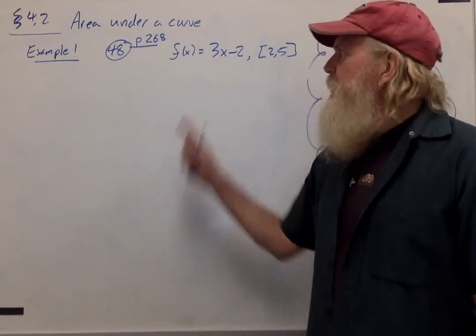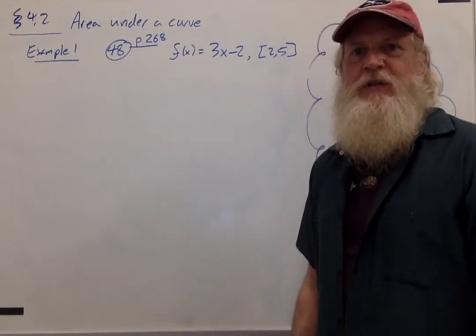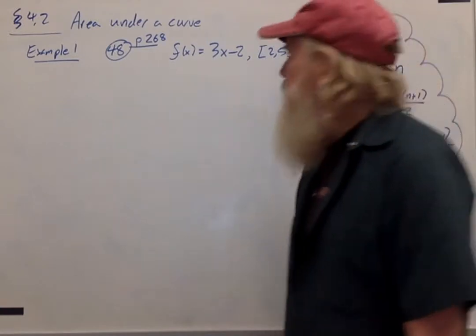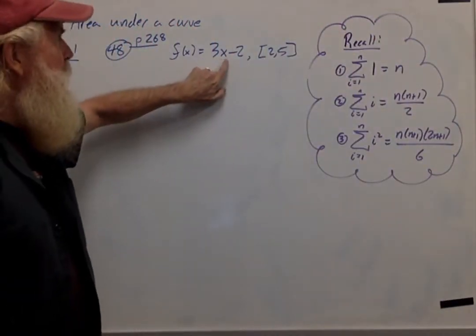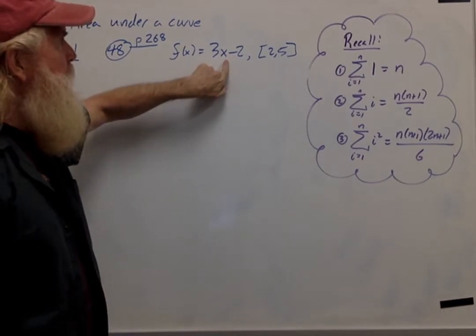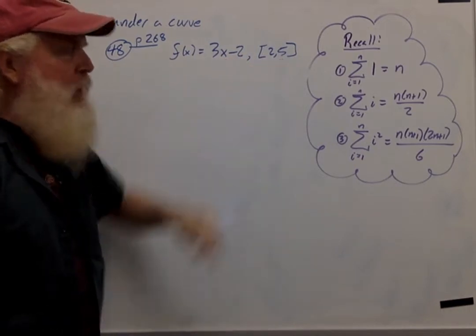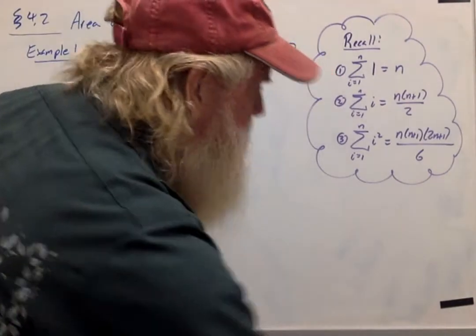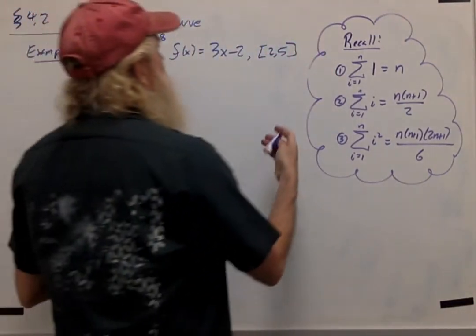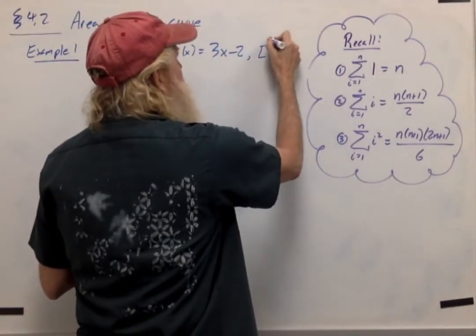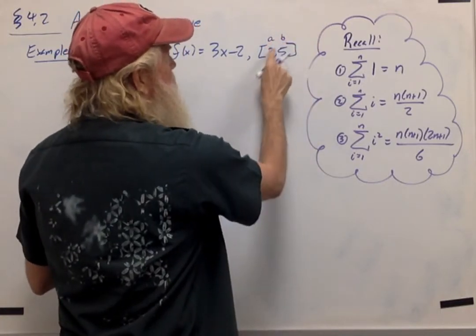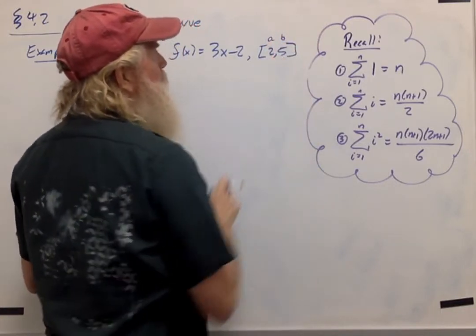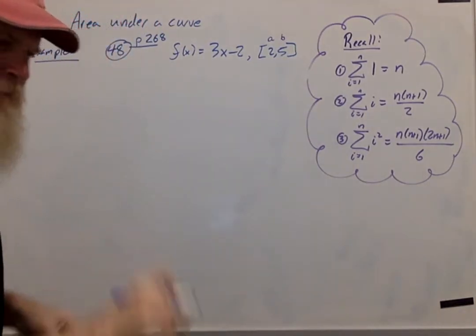Let's work an example from the book now using the method from the previous video. This is problem number 48 from page 268. It asks us to find the area underneath the curve y equals 3x minus 2 over the interval from 2 to 5. Using the notation from the previous video, the interval from 2 to 5 would be the interval from a to b. So a would equal 2 and b would equal 5.